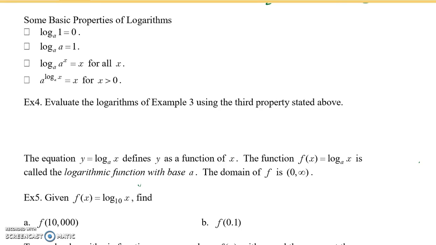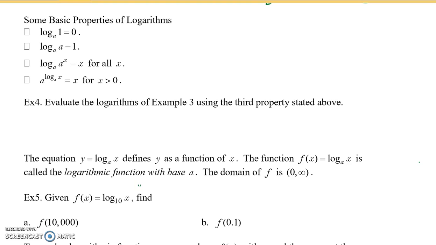We continue now with the section 4.2 notes. Let's look now at some basic properties of logarithms. Logarithms have quite a few properties related to them, and we'll see some more of these as we continue through the chapter. The first one is log base a of 1 is equal to 0 for any base a.